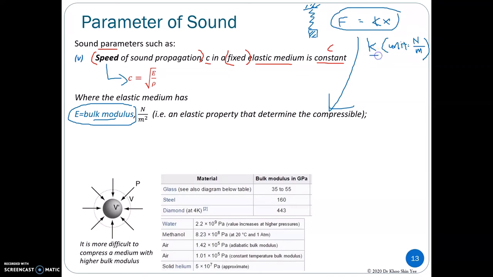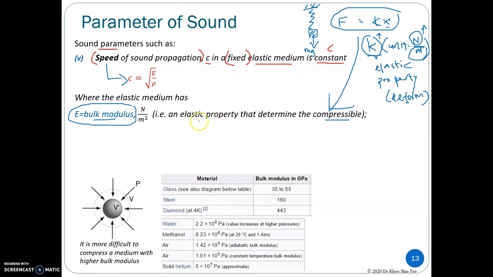We know that k is the spring constant, where the unit is Newton per meter. The force is given by the mass, mg, and the force will cause the spring to deform by x. So k is the elastic property that defines the deformation. For example, if you have a high value of k, then it means you need more force in order to deform the length of the spring in meters.